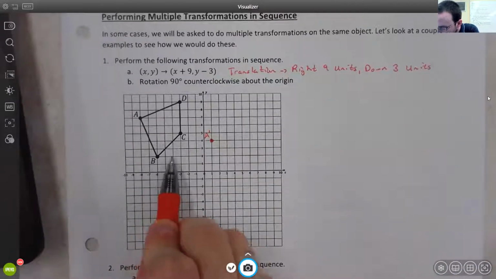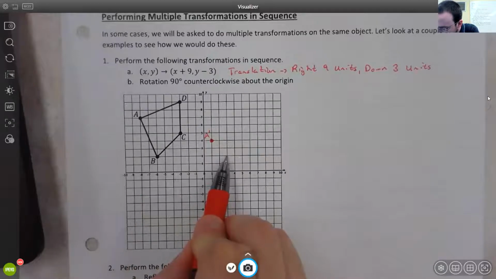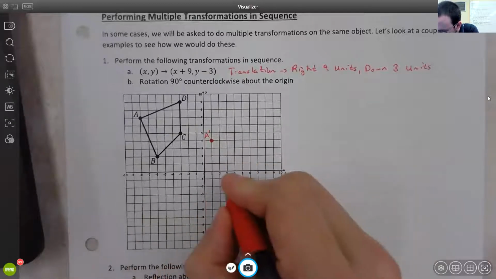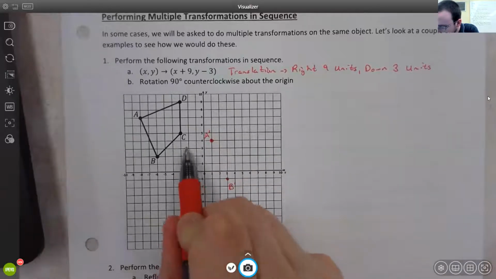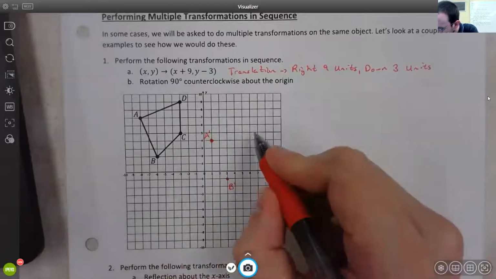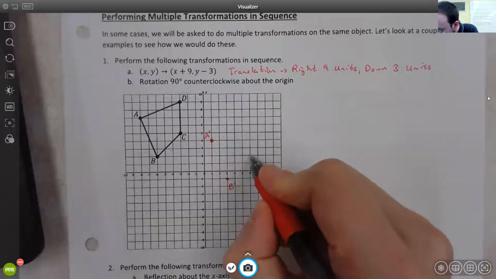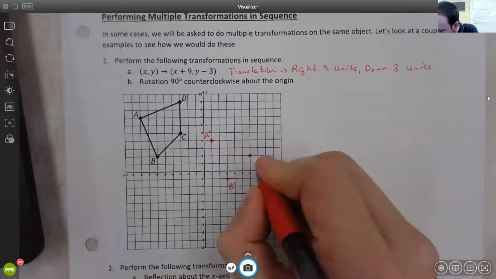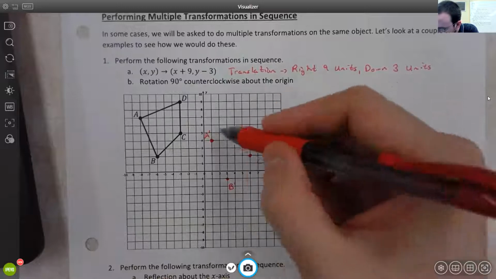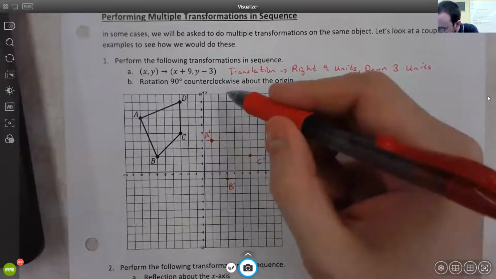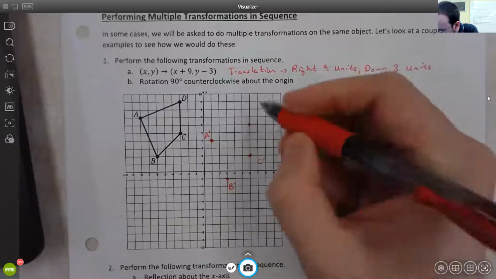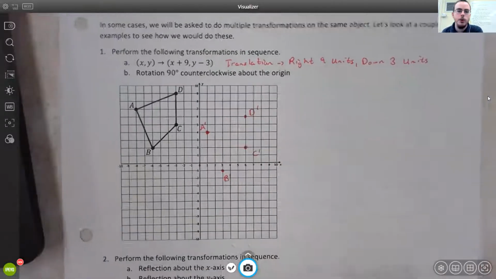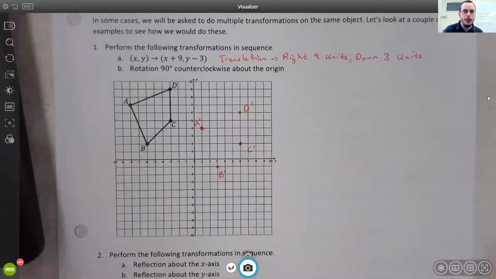B, you're going to go right 9, down 3. C, you're going to go right 9, down 3. And D, you're going to go right 9, down 3. And those are your points after your translation.